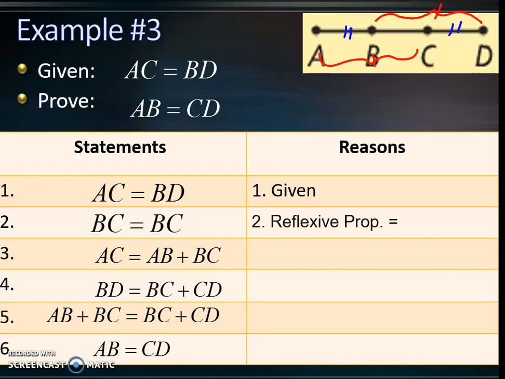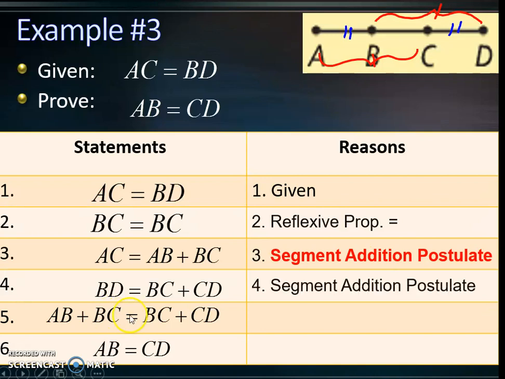Number 2 is reflexive property because you have same thing left and right. Reflexive. The next one is segment addition postulate because when you add AB and BC, that's AC. That's the postulate, that paper I gave you. And then segment addition postulate for this one too. BD equals BC plus CD. The next one is substitution because you substitute it, and then the last one is subtraction property of equality.